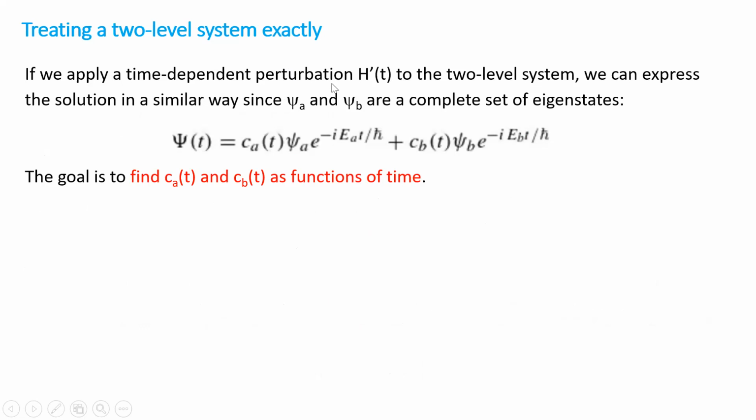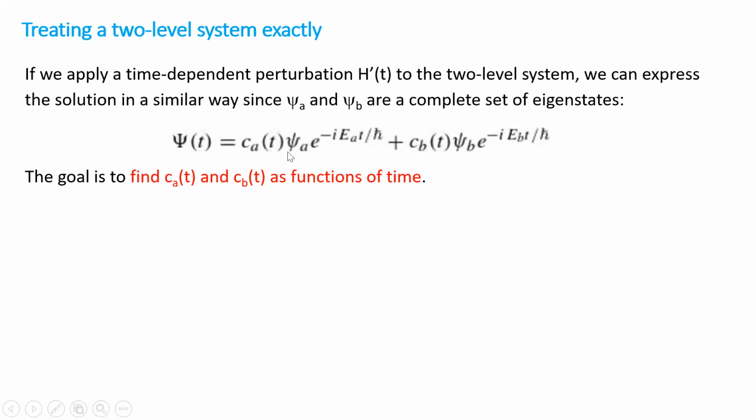So if we apply a time-dependent perturbation H prime of t to the two-level system we just talked about, we can express the solution in a similar way to what we had on the last slide, since psi A and psi B are a complete set of eigenstates. So any wave function can be expressed as a linear combination of psi A and psi B. Notice the only difference between this and the previous slide is that now CA is a function of time and CB is a function of time. Other than that, this looks exactly like what we had on the previous slide.